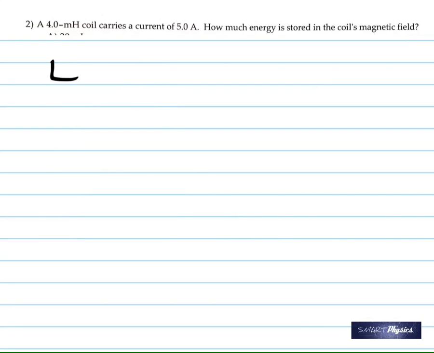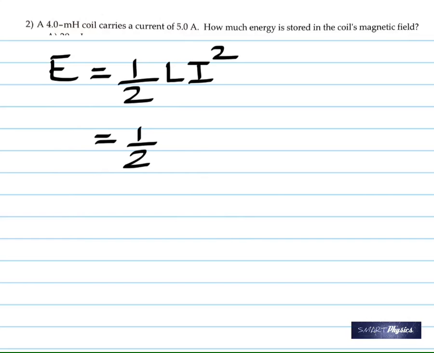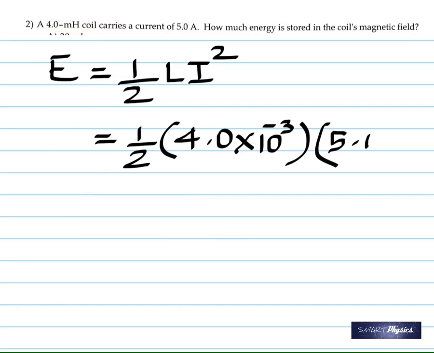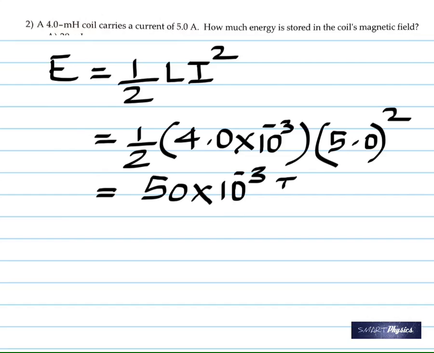A 4 millihenry coil carries a current of 5 amperes. How much energy is stored in the coil's magnetic field? The energy stored in a coil is given by the formula 1/2 Li squared. So 1/2 times the inductance in henries, which is 4 times 10 to the negative 3, times 5 squared, which gives 50 times 10 to the negative 3 joules, which is 50 millijoules.